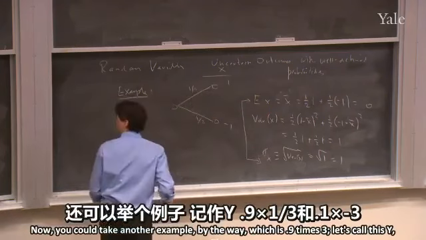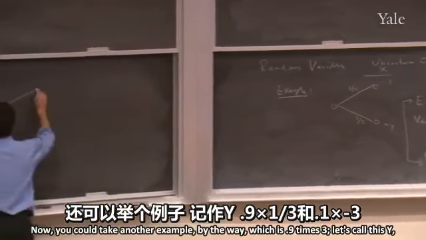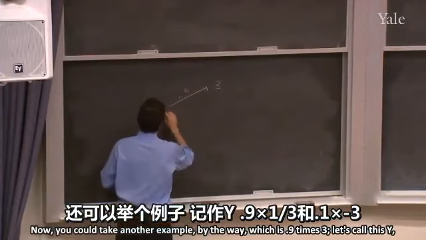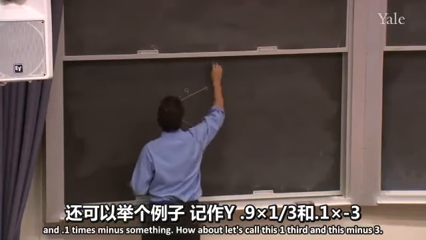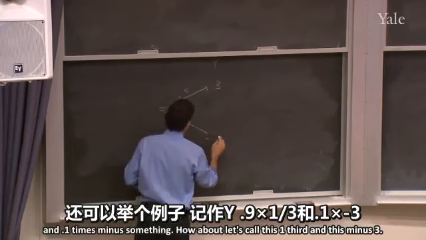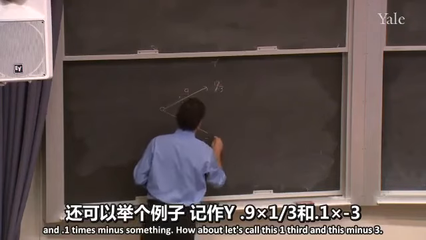Now you could take another example, by the way, which is 0.9 times 3, let's call this y, and 0.1 times minus something. How about, let's call this 1/3 and this minus 3.